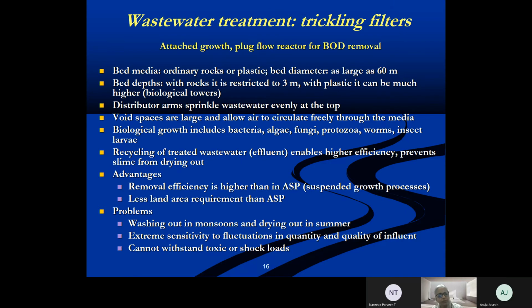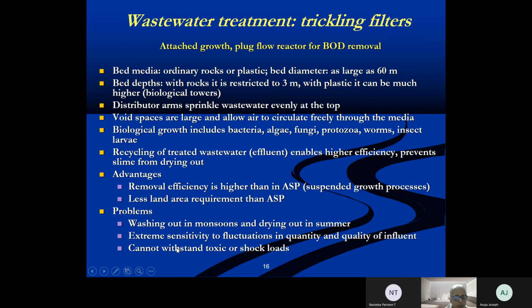What is the advantage of this process? Why should I use it? The first thing is that because it's a plug flow reactor, the removal efficiency is much higher. So it's again lack of time to help you understand that plug flow reactors are always more efficient than CSTRs, and that is the biggest advantage. The second thing is, because it's more efficient and it's a plug flow reactor, the footprint, the land area requirement, is much less.